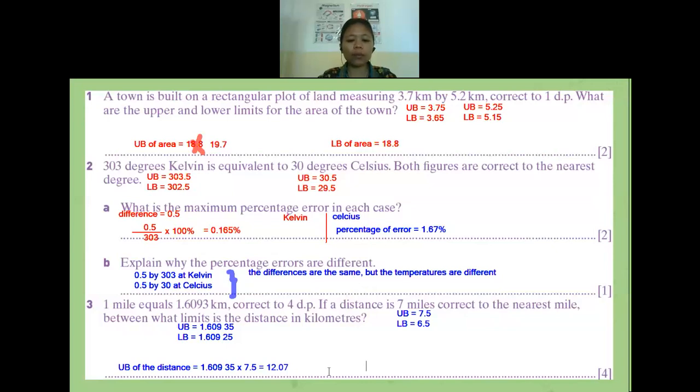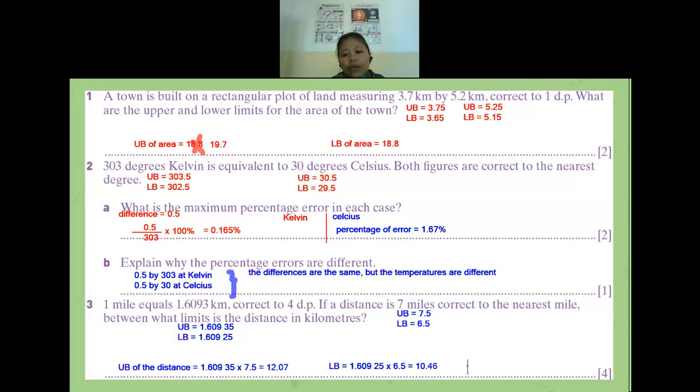So what is the lower bound? Hello, is my internet not working well? It is 10.46. Okay, is there anyone who got a different answer? Okay, if no one has questions on question 3, I'll go back to question 2.